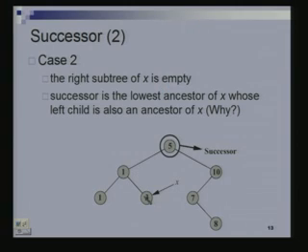What you're going to do is start going from this node to its parent and then to its grandparent and so on, till you reach a node such that this key x, whose successor you're looking for, is in the left subtree of that node.